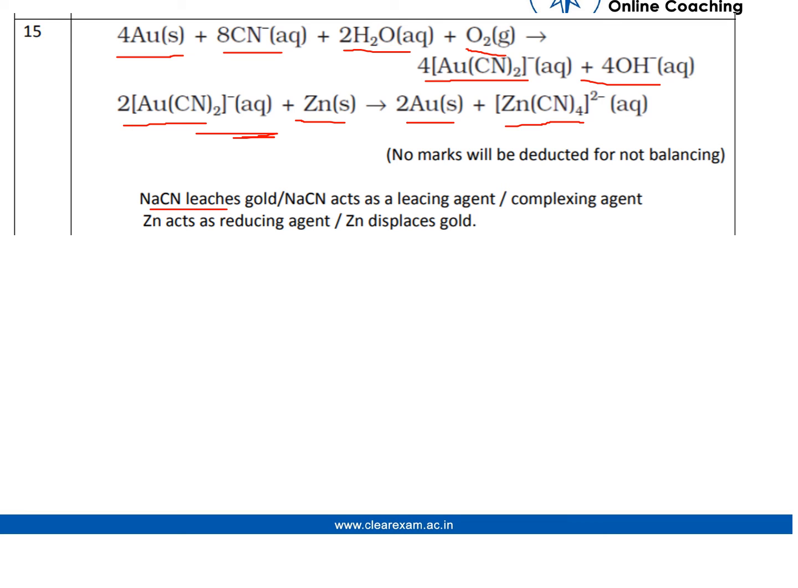NaCN leaches gold. NaCN acts as a leaching agent or complexing agent. Zn acts as a reducing agent and Zn displaces gold.